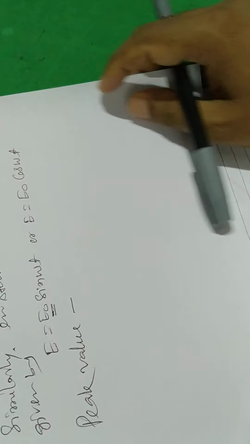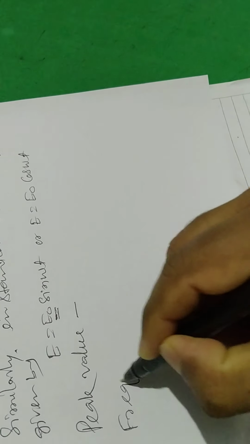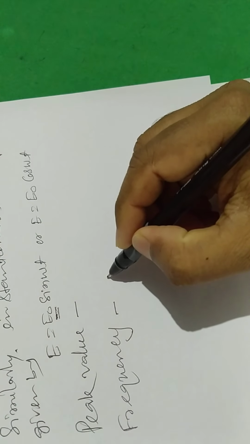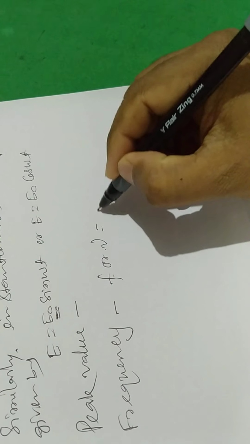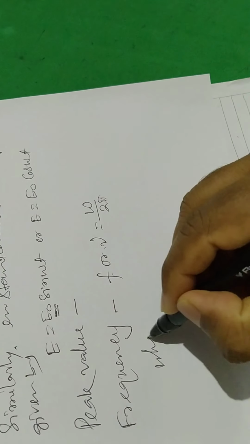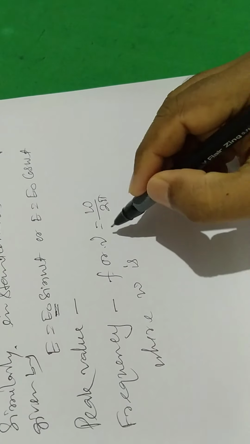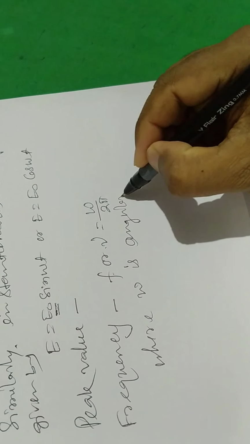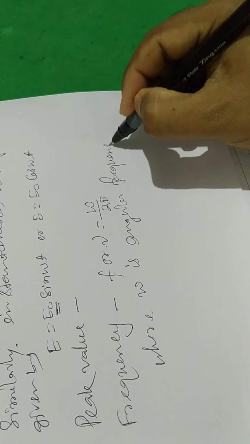Now what is frequency? Frequency is defined as the number of cycles the sine wave makes per second. It is denoted by f or nu. F or nu equal to omega by 2 pi, where omega is angular frequency.